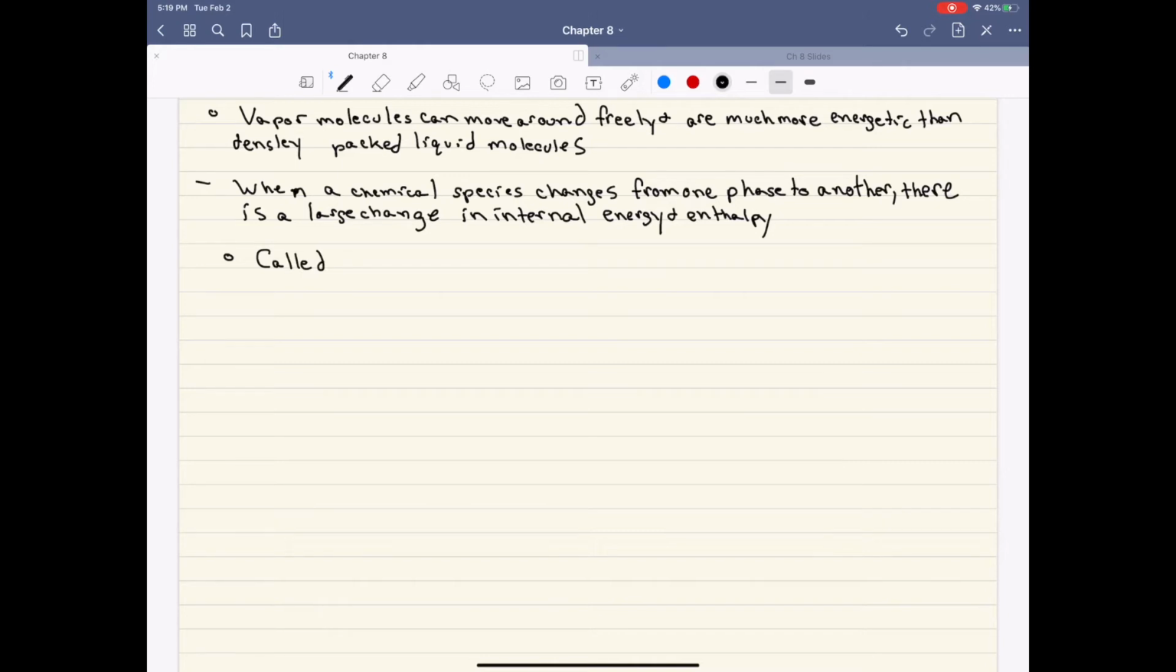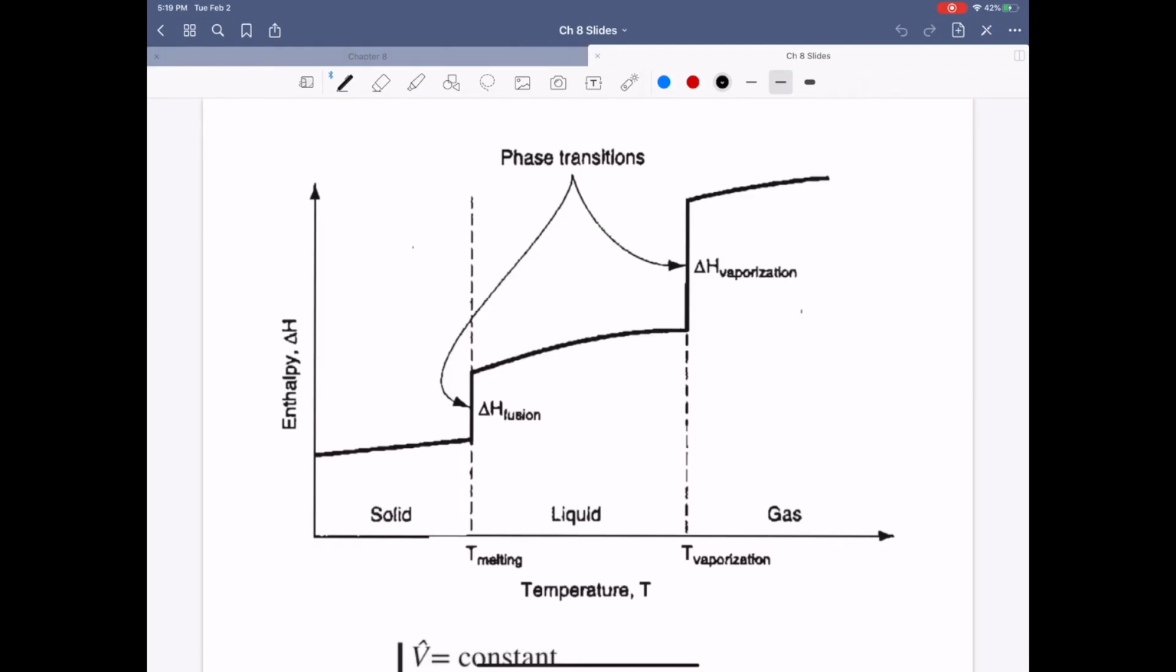So they're called latent heats because they occur without any noticeable change in temp. Okay? Alright, and so let's visualize these sorts of changes in the internal energy and the enthalpy.